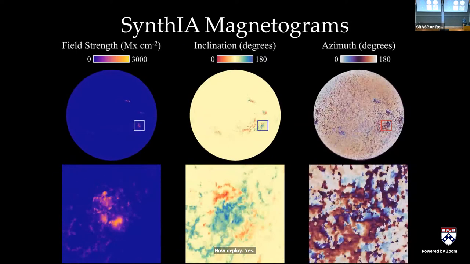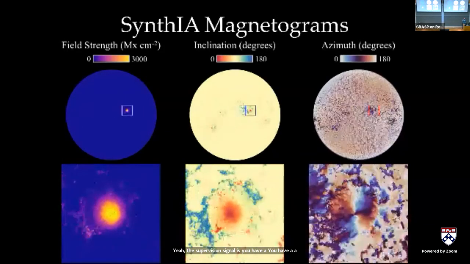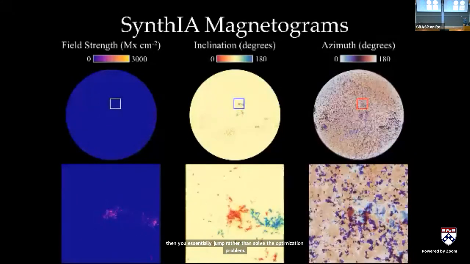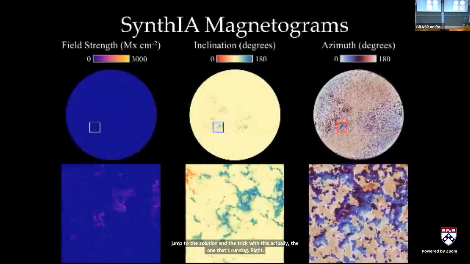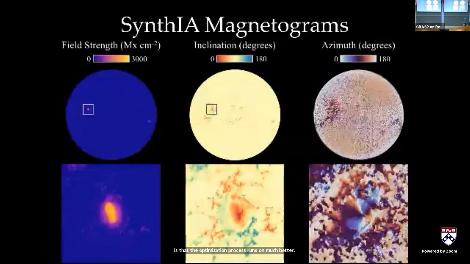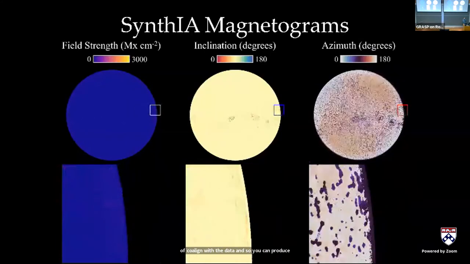Yeah, the supervision signal is you have a physical pipeline which solves an optimization process. And then you essentially jump, rather than solve the optimization problem, you jump to the solution. And the trick with this, actually the one that's running right now, is that the optimization process runs on much better inputs from a different instrument that you can sort of co-align with the data. And so you can produce essentially better answers, because the optimization, you're inverting one pixel at a time. So you can't necessarily get great answers if you have a low quality instrument. But if you have a high quality instrument observed at the same location, all of a sudden you can get a much better answer. Yes, it is inter-instrument consistent. So you can get quite a bit better results.